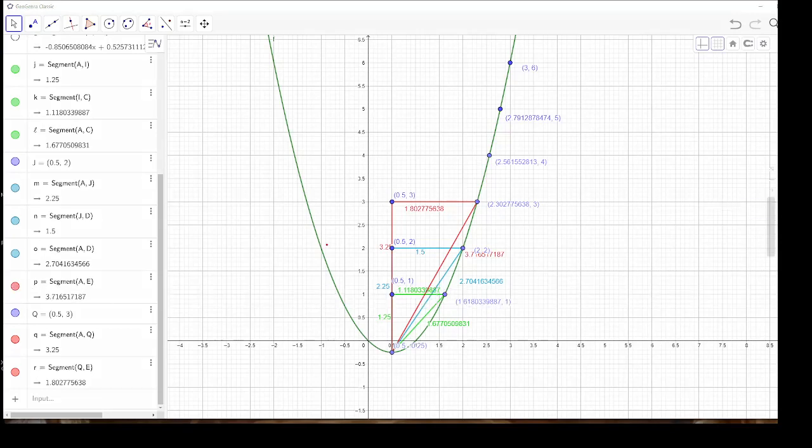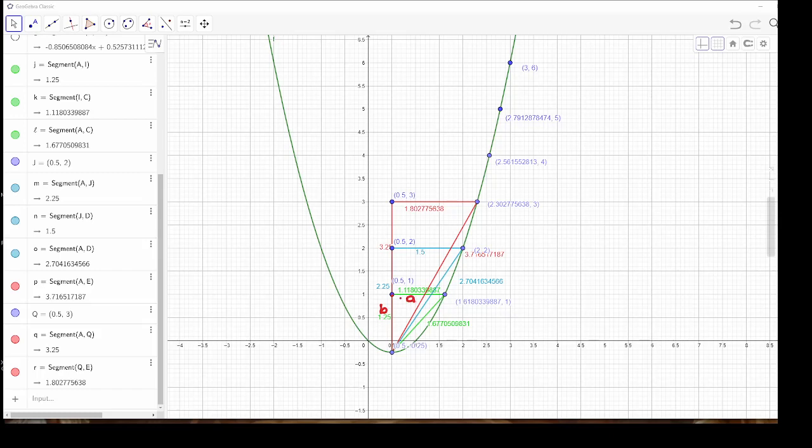We're going to look at the relationship between some triangles that are associated with these different points. So I've created here 3 triangles. The vertex at 0.5, negative 0.25, has a length of 1.25 going up to this point at 1. I'm going to call that B of the first triangle.